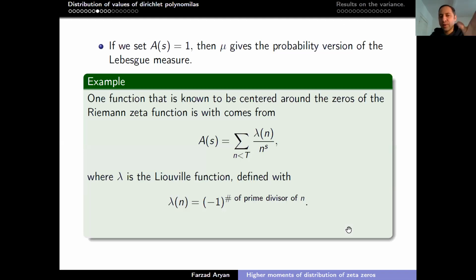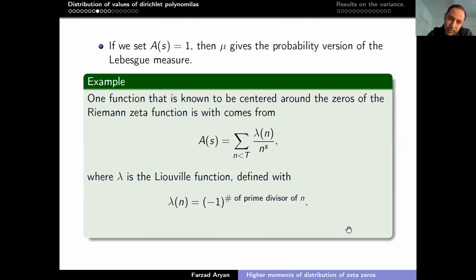Let's give an example of one of these functions, like the picture I showed you, that highlights the zeros of the Riemann zeta function. We build this Dirichlet polynomial with a coefficient, and we use the Liouville function. The Liouville function at n is minus 1 to the power of the number of prime divisors of n. So, for example, lambda of 1 is just equal to 1, but lambda of a prime is equal to minus 1. Lambda of a product of 2 primes is again switching back to plus 1. Product of 3 primes, minus 1.